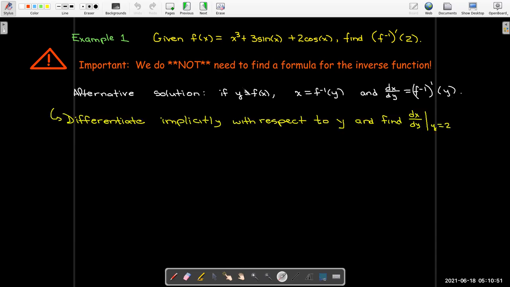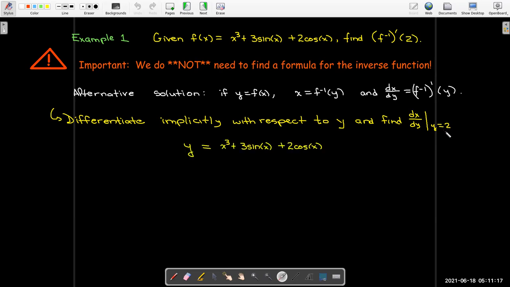So if I take my original equation, differentiate implicitly with respect to y. In other words, we treat x as a function of y. Y is the independent variable. And we'll find an expression for dx/dy, and then we'll evaluate that when y equals 2.